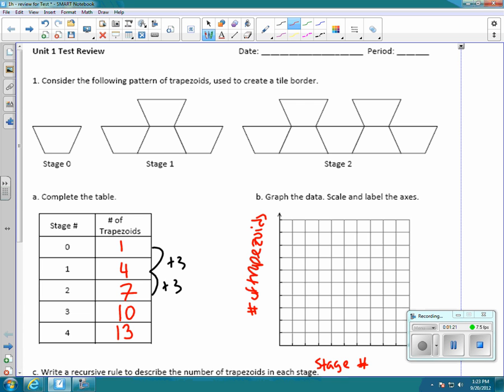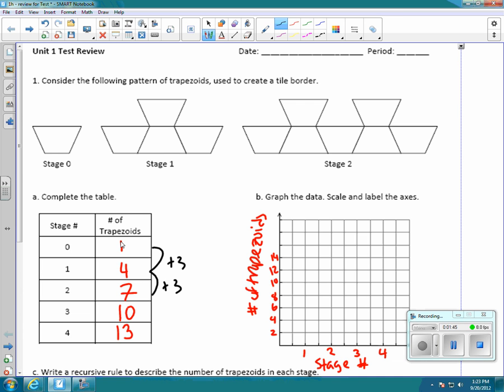And I'm going to go ahead and give myself a little bit of space. 1, 2, 3, 4 stages, including 0. And by trapezoids, I'm just going to go up. I only have to get to 13. 1, 2, 3, 4, 5, 6, 7, 8, 9, 10. It looks like there's only 10 spaces, so I'm going to go up by 2s. 2, 4, 6, 8, 10, 12, 14.